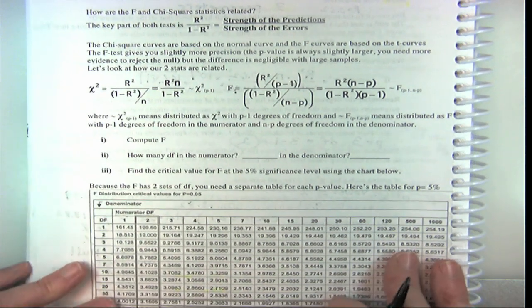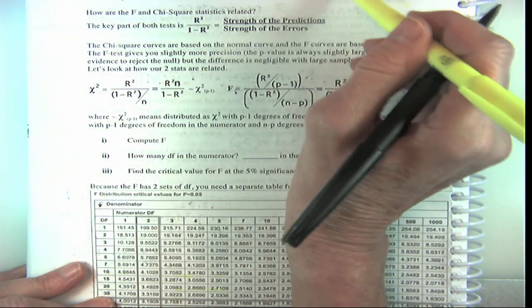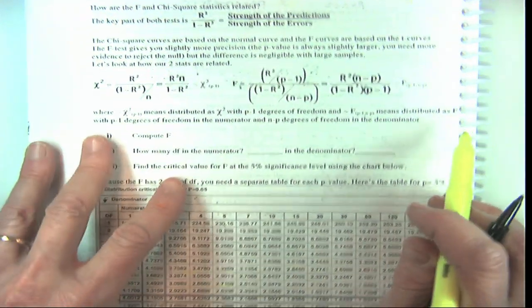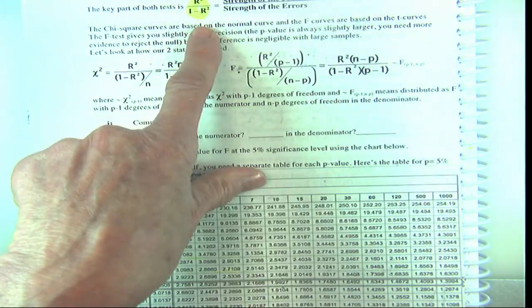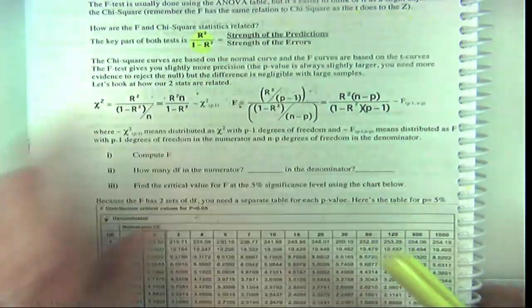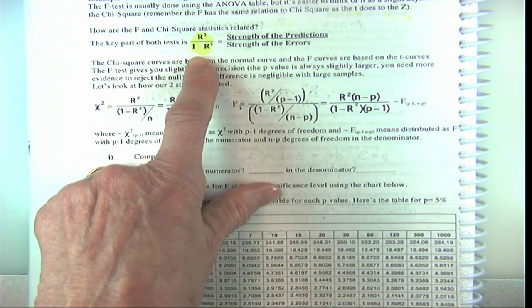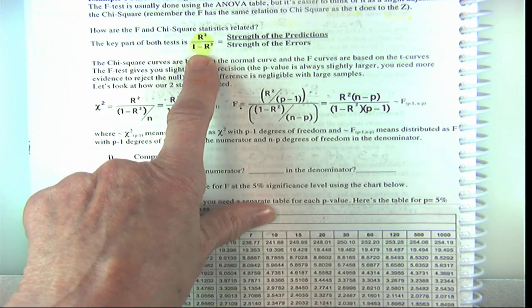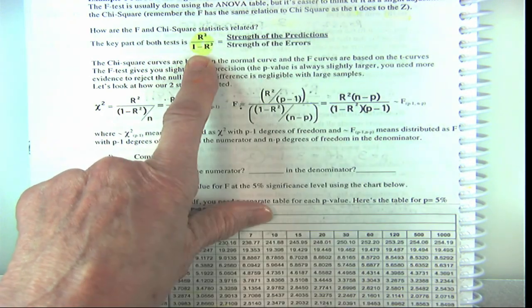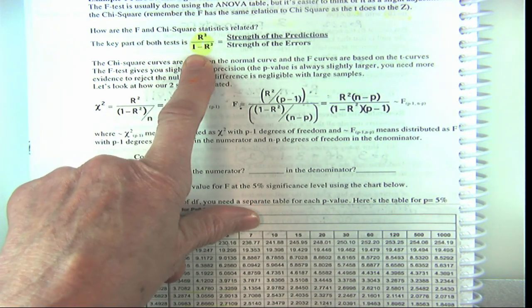Okay, so now we're going to do the exact same thing, and this time we're using the F-test. Now, they're the same. This is the key part of both. That's the correlation coefficient. So that's the strength of the predictions, and that's the strength of the errors. And that ratio, the bigger it is, the more evidence you have that your model makes good predictions and that you're going to reject the null.